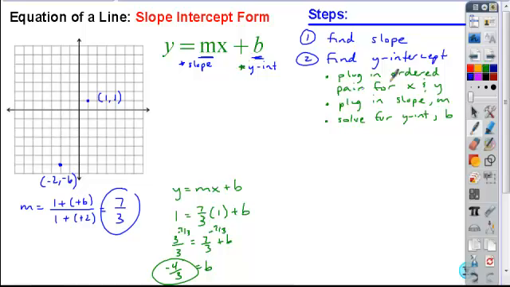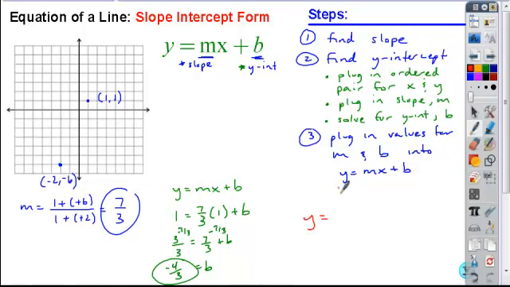Okay, once you find your slope and your y-intercept, now all you need to do is plug in the values for slope and y-intercept into the y equals mx plus b form. So my final step right here would be to take y equals my m value, which I found to be 7/3, x plus my b value, which I found to be -4/3, and that gives me my equation.